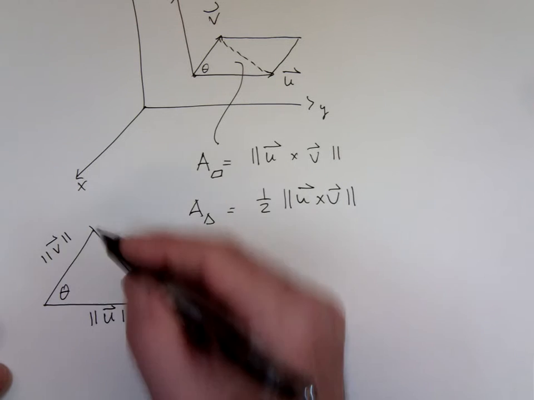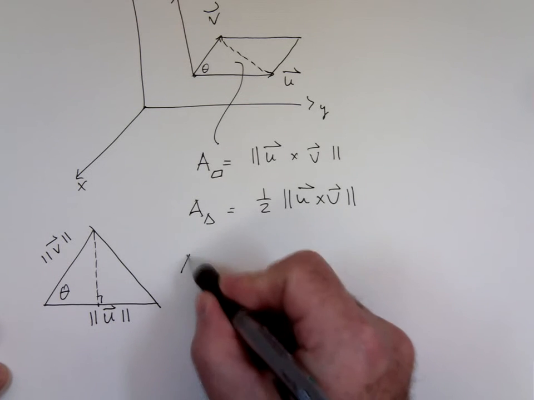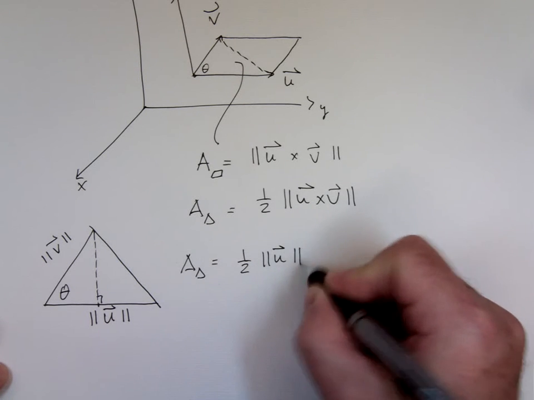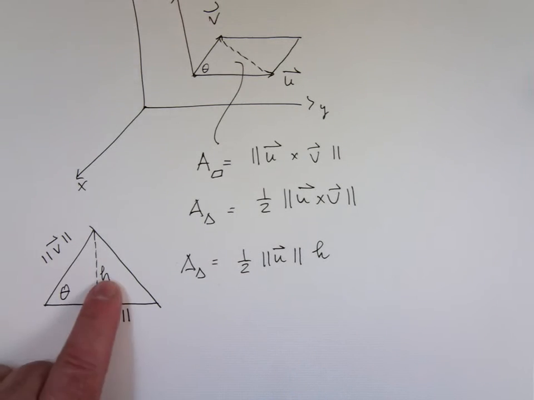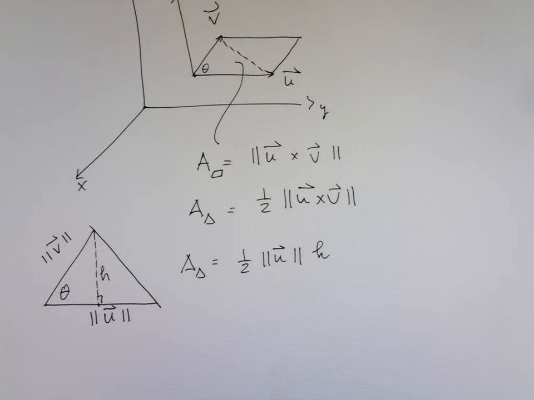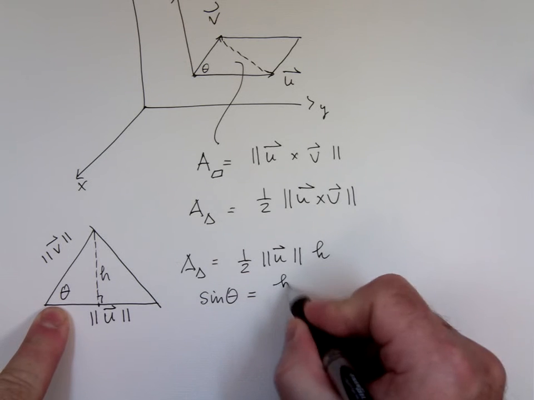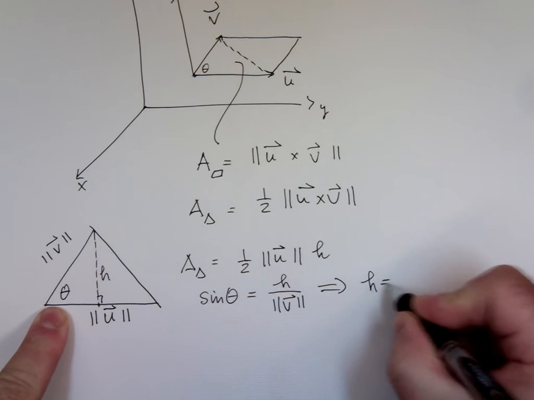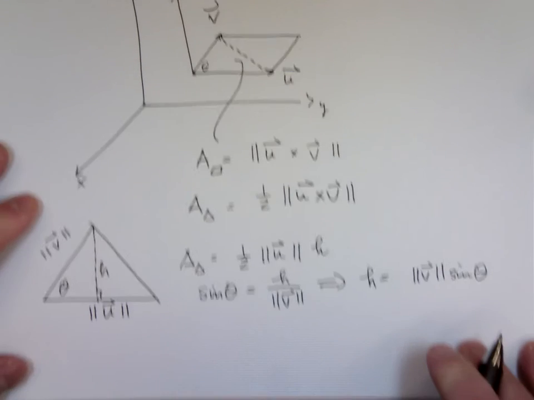But there's another way of finding the area of a triangle. If you drop this perpendicular down, you know the area of the triangle is 1/2 the base, which would be the magnitude of U, times this height, H. Well, how can we find the H in terms of the angle and the magnitude of V? We've got the sine of this angle is equal to opposite over the hypotenuse. And this tells us that the height is equal to the magnitude of V times the sine of theta.